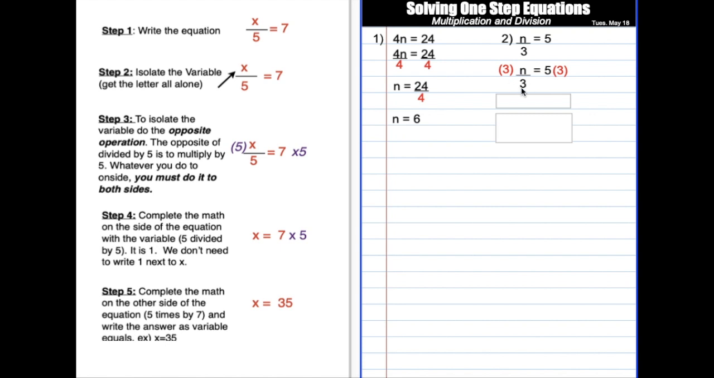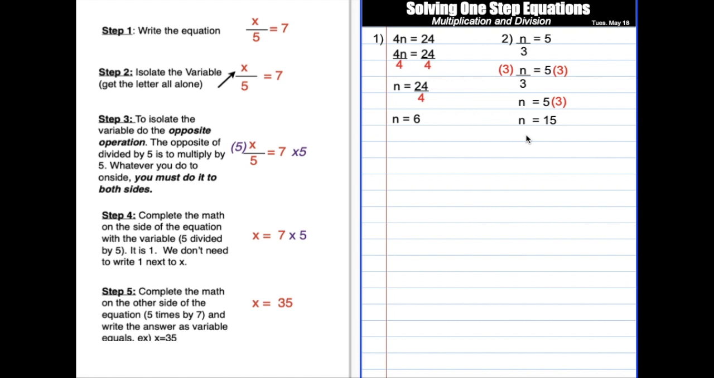These sort of just cancel each other out. 3 divided by 3 is 1. The next step is to complete this side of the equation with the variable. So that leaves me with n equals 5 times 3. The last step is for me to complete the math on the other side. What is 5 times 3? N is 15. And now I am all done.